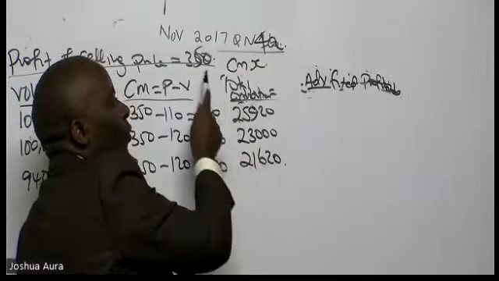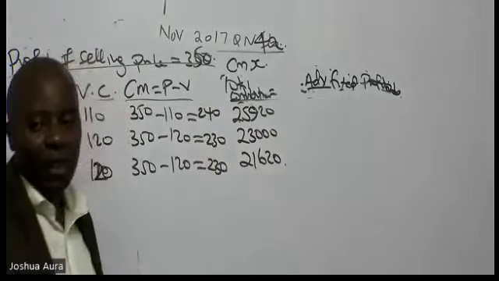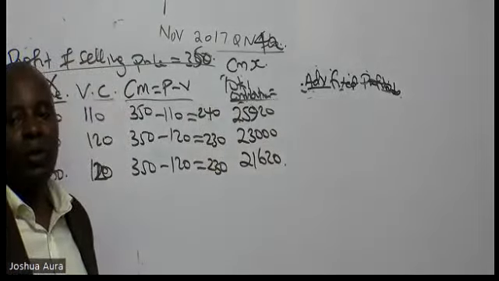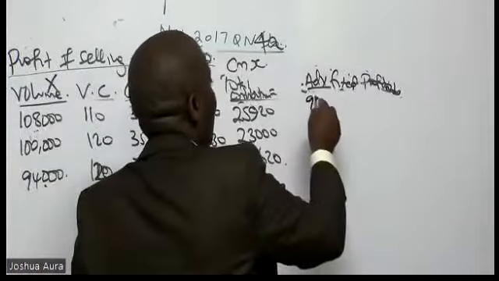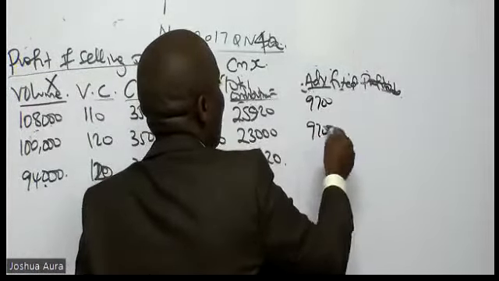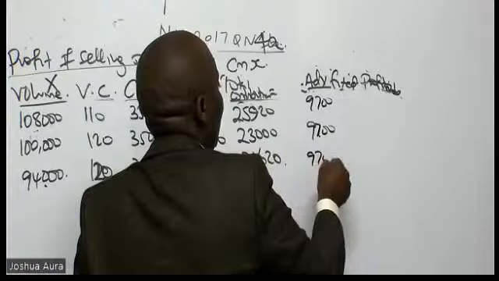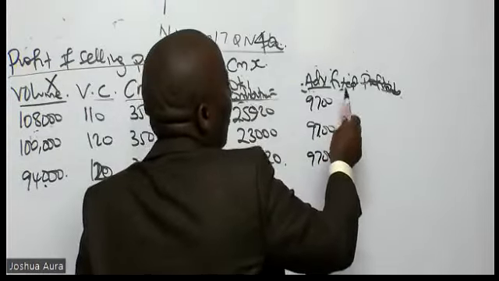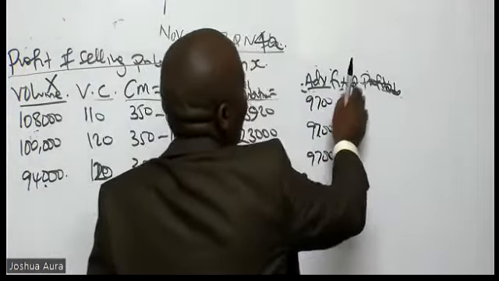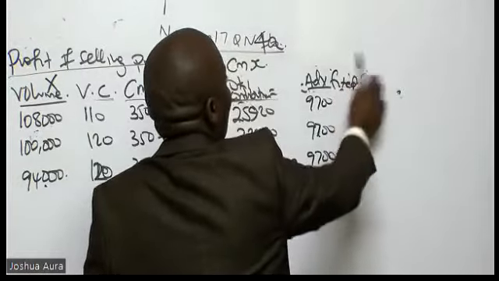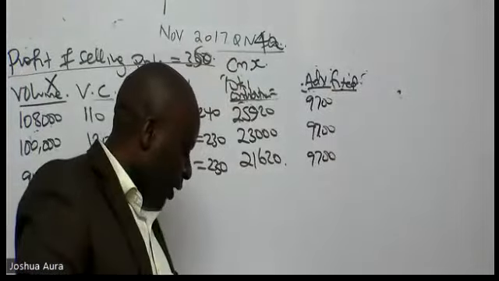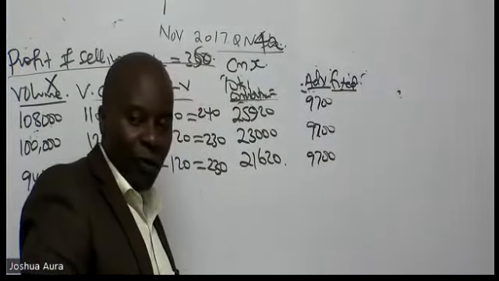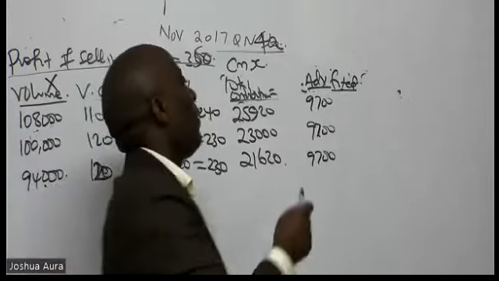Advertising costs for this price of 350: have they given us the advertising cost? 9,700. Thank you very much. This is going to be constant. How about the fixed production cost? They gave us a fixed production cost of 4,500, isn't it? Thank you so much, 4,500.